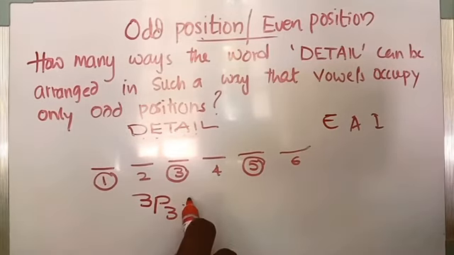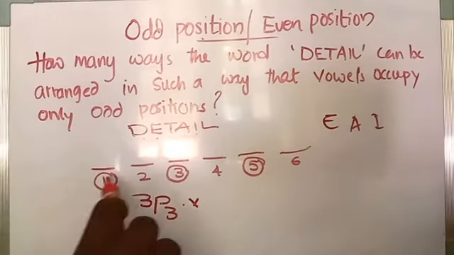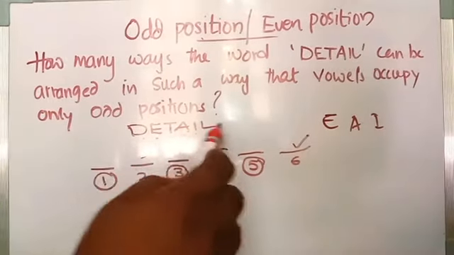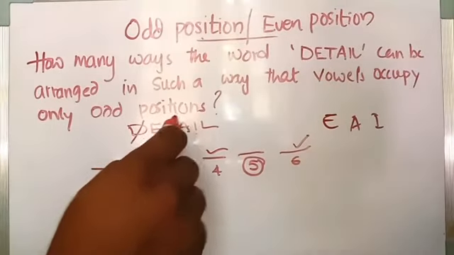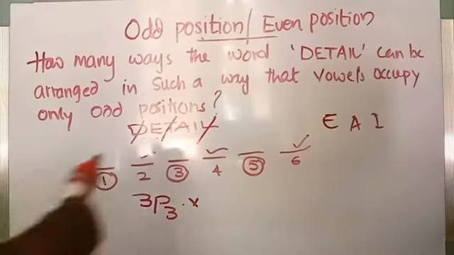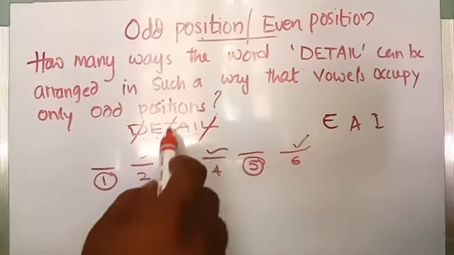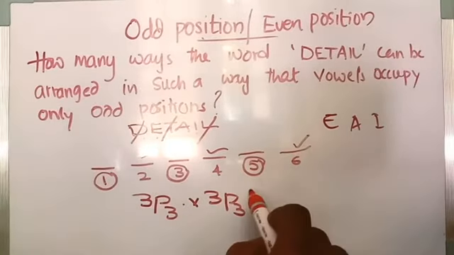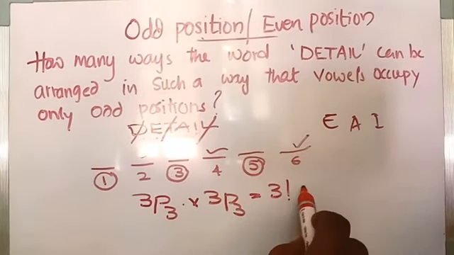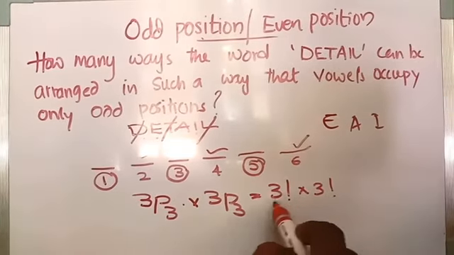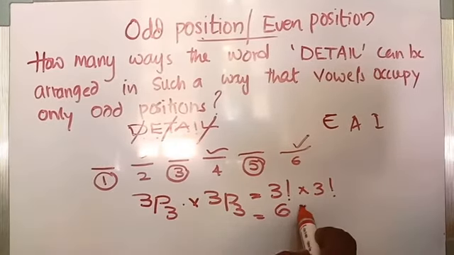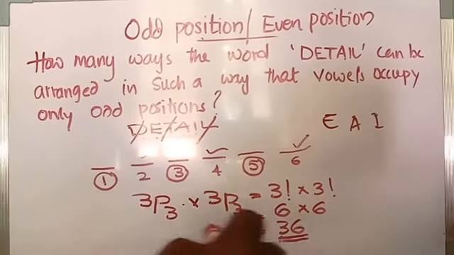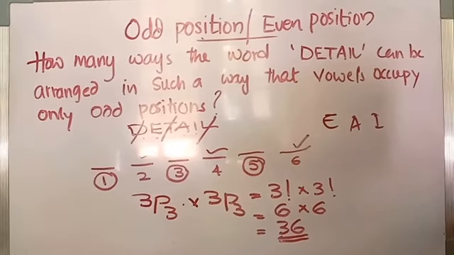Now let's look at the others. In the others also, how many places do we have? 3 places are there, and there are 3 consonants. In this question there are 3 consonants. So 3 remaining places and 3 consonants can be arranged again in 3 factorial ways. So it is 3 factorial times 3 factorial, that is 6 times 6. So we get 36 ways of arrangement so that vowels occupy the odd places.